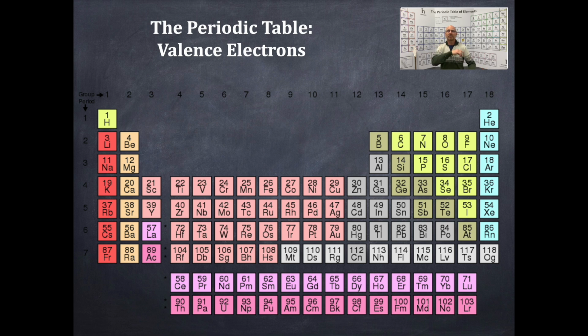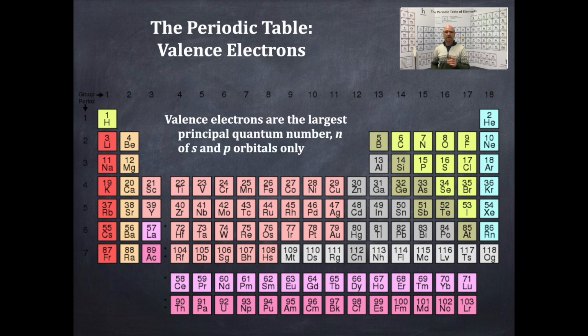All right, now that we had our advertisement break and you got yourself a periodic table, we're going to write on your periodic table the number of valence electrons. Here we go. Valence electrons are the largest principal quantum number. That is, the n is the largest principal quantum number, and s and p only.